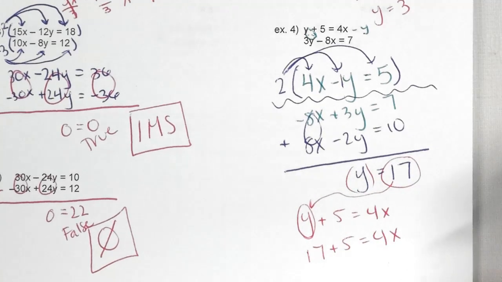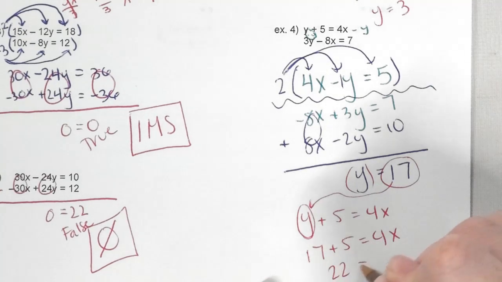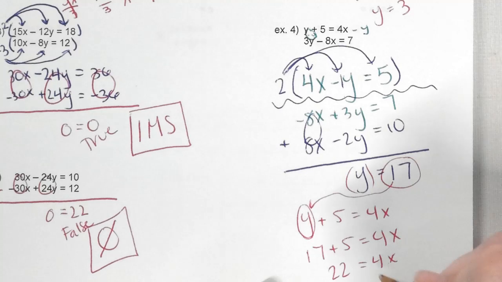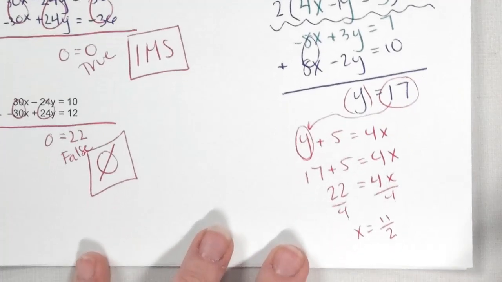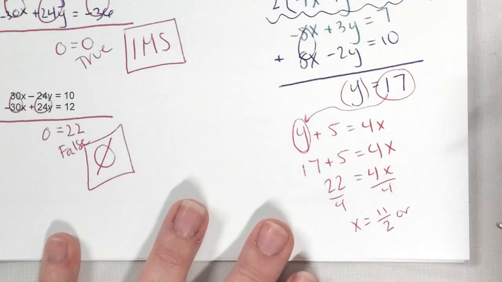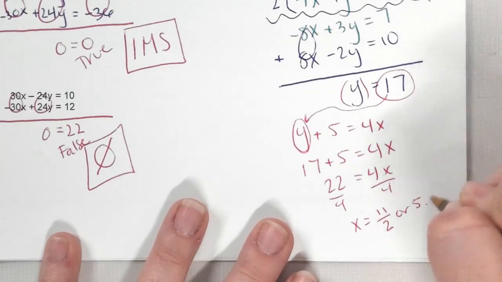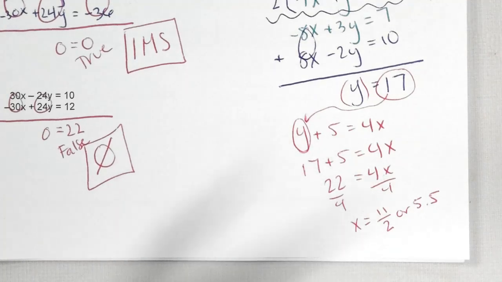What's 17 plus 5? 22 equals 4x. Now what? And I get x equals, if I leave it as a fraction, 11 over 2. But technically if you type 22 divided by 4 in your calculator, you get 5.5 without rounding. So I'm okay if you use a decimal as well. However, what if it gave you like 5.3 repeating? Am I okay with the decimal?